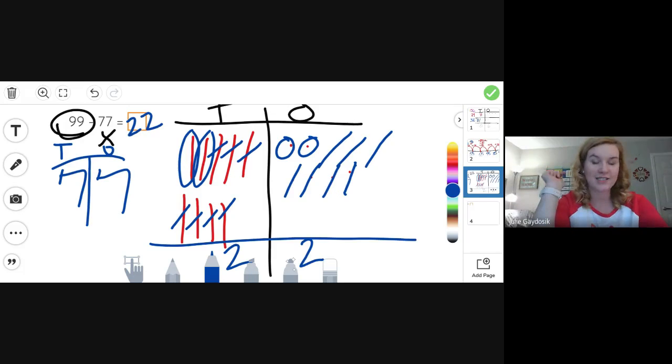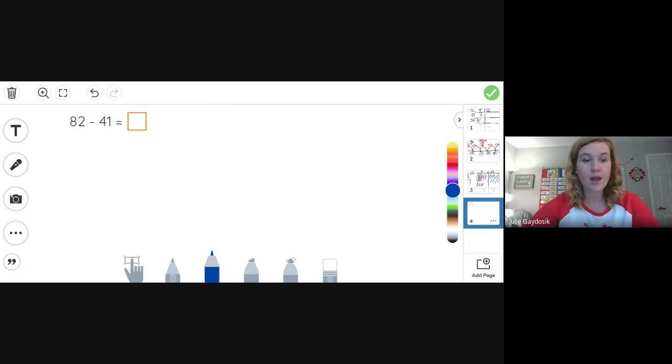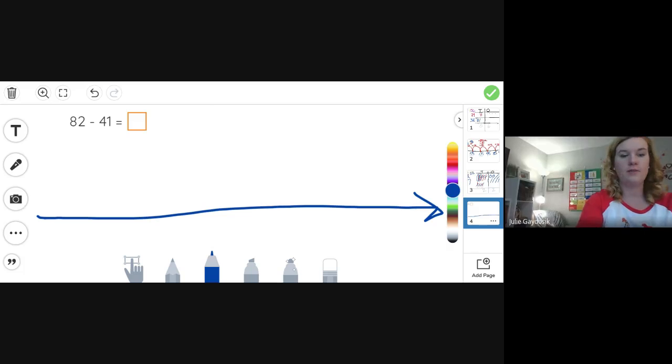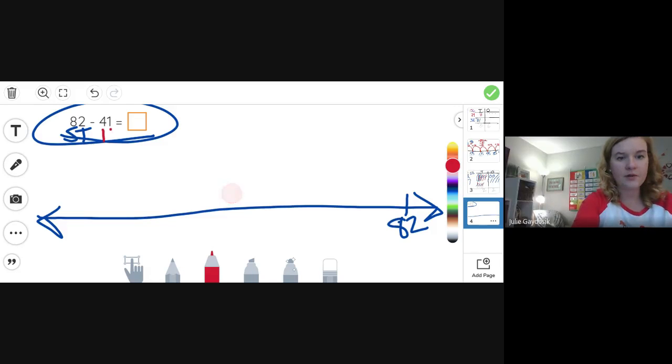Your problem is not as hard as this. It's a lot smaller, 2-digit numbers. Then we are going to solve a problem using an open number line. So if I drew my open number line, sorry, I'm a little bit curvy. We are using subtraction, so I'm going to start on the right-hand side with 82. This is my start. The hop I'm going to do is 41, and I'm hopping to this one right here.